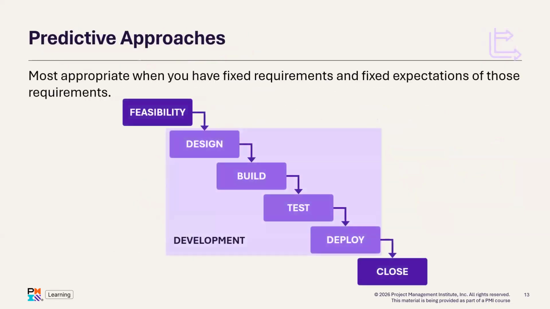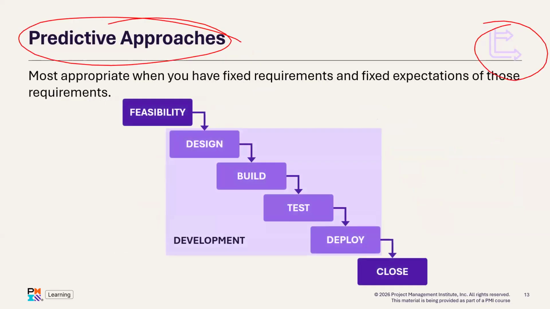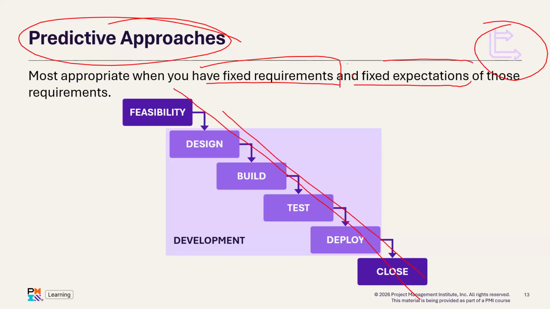So predictive approach, this is the sign. We use this approach when we have fixed requirements. Requirements are known, certain. Expectations are known to a high degree of certainty, so that we can plan the project into detail and then execute the project in a linear approach, in a waterfall approach, in a predictive approach, or using a traditional approach.